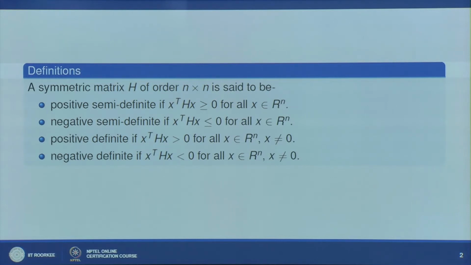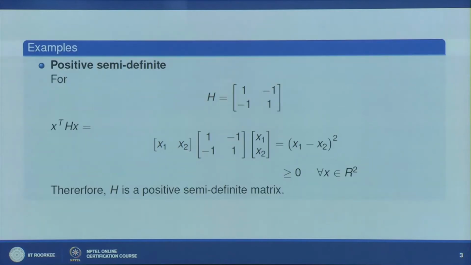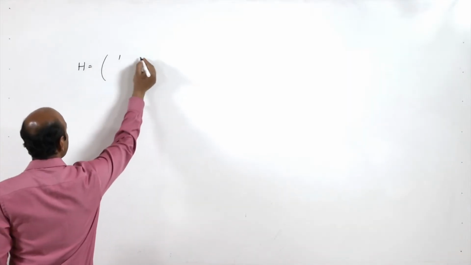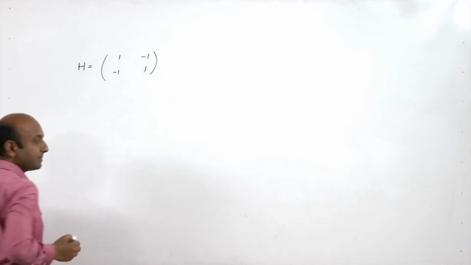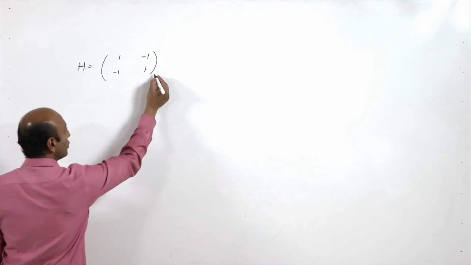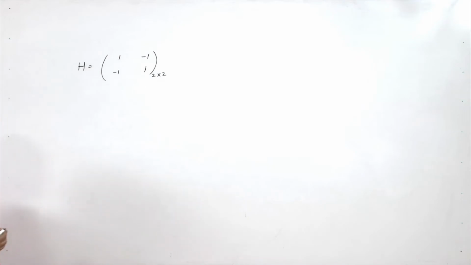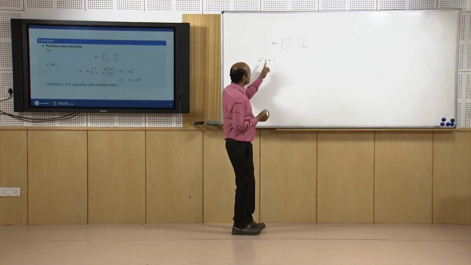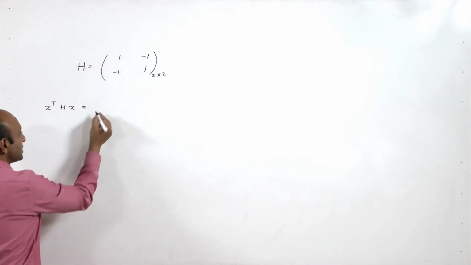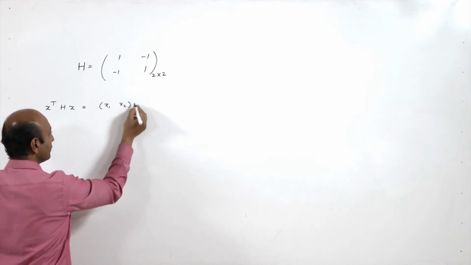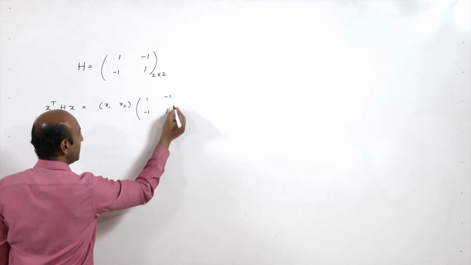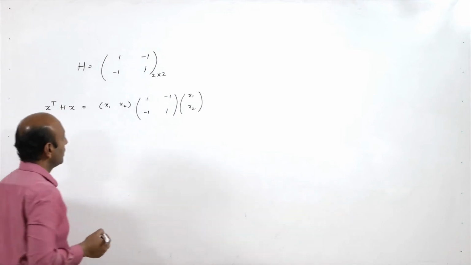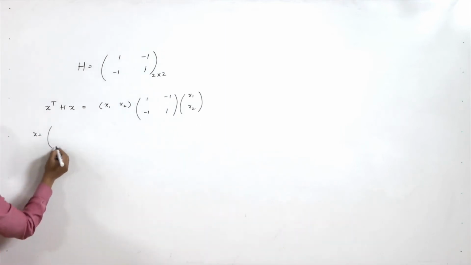Let us discuss these by a few examples. Suppose we have this matrix H. What is the matrix H? This is [1, minus 1; minus 1, 1]. It is a symmetric matrix of order 2 cross 2. Now, let us find x transpose Hx. Since this is of order 2 cross 2, x transpose will be x1 x2, then the matrix [1, minus 1; minus 1, 1], and x is x1 x2.